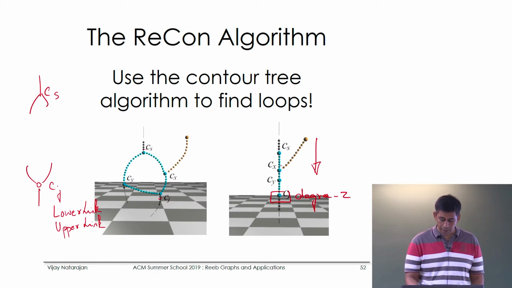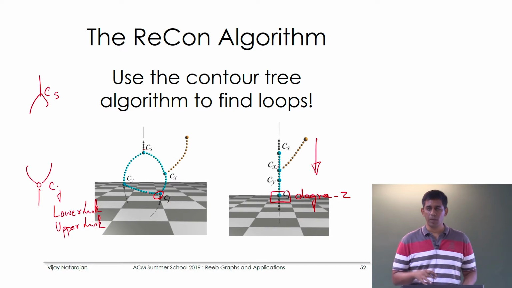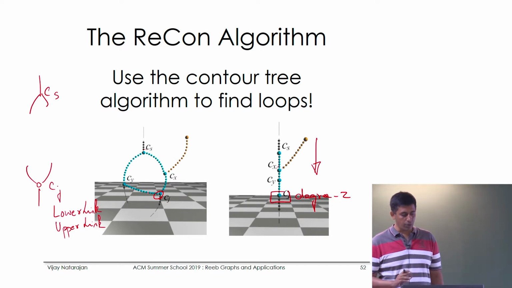C sub x, remember, has the same structure as here, but it is degree 3. So, I have a way of distinguishing between C sub x and C sub j. C sub j, by the way, j stands for join saddle. So, I am identifying join saddles using this pass. I am reusing the contour tree algorithm to find the join saddles.